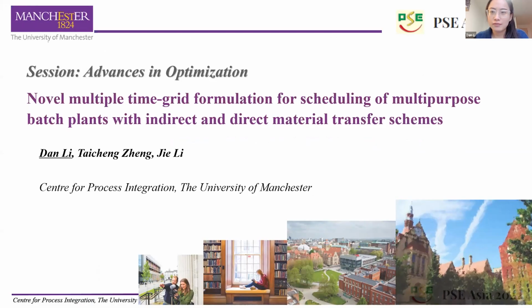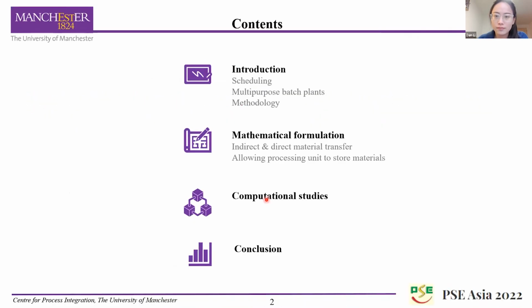First, thanks for the introduction by the chair. I'm very honored to give such a talk today. I'm Dan Lee from the Centre for Process Integration at the University of Manchester. My work is about a novel multiple time grid formulation for scheduling of multipurpose batch plants with indirect and direct material transfer schemes. The work is introduced in the following 4 parts: introduction, mathematical formulation, computational studies, and conclusion.